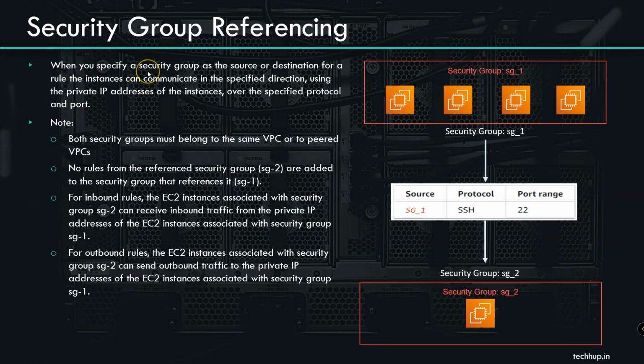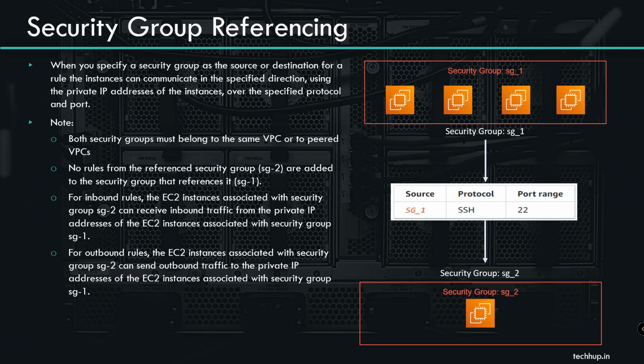Now moving on, since we have discussed security groups being added as source or destination, this is called security group referencing in the context of security groups. It is one of the key aspects of security group best practices. When we specify a security group as a source or as a destination for a rule, the instances can communicate in a specified direction, inbound or outbound, using the private IP addresses of the instances over a specified protocol and port.